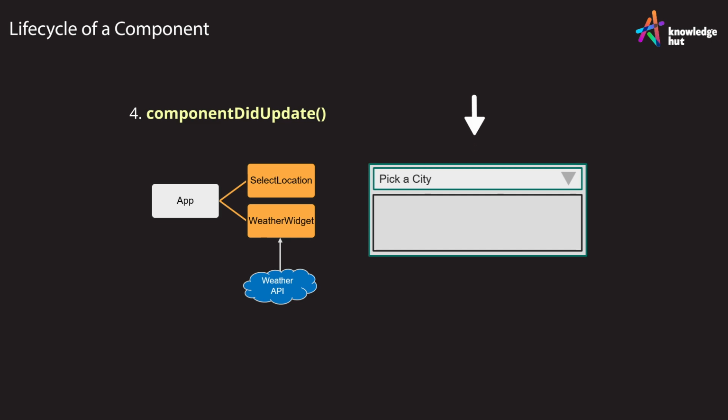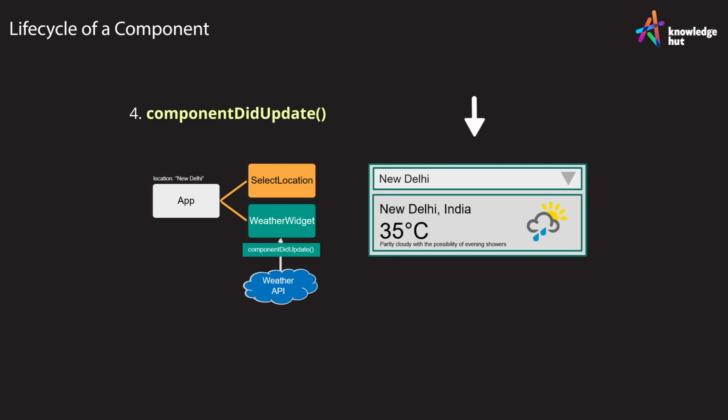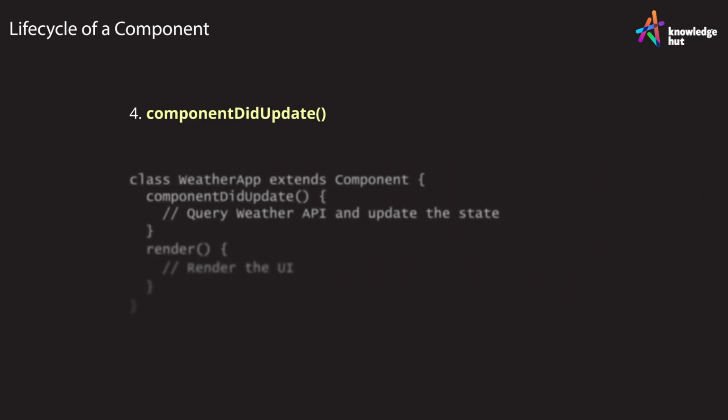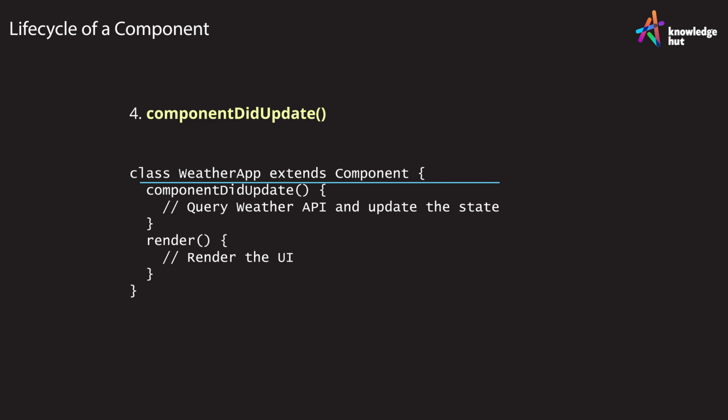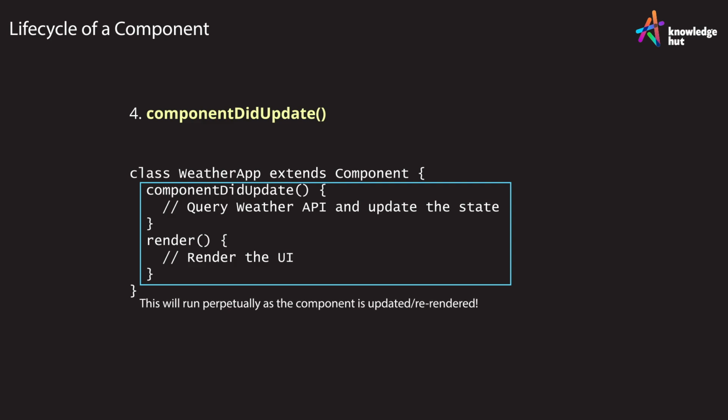Now, when the user selects a location, the state updates, causing the subtree to render again. This causes the componentDidUpdate method to run, and this is where we can query and fetch weather data from an API. But here's the most important bit of the process. The componentDidUpdate method will run on every single update. This means it will perpetually keep querying the weather API.